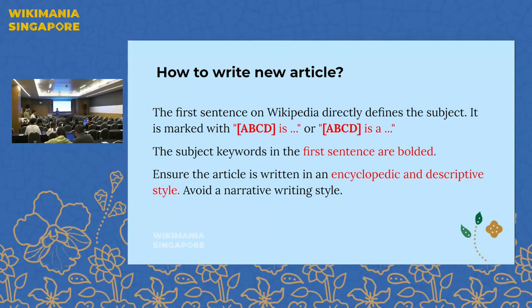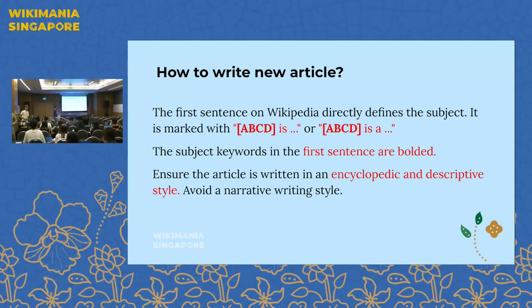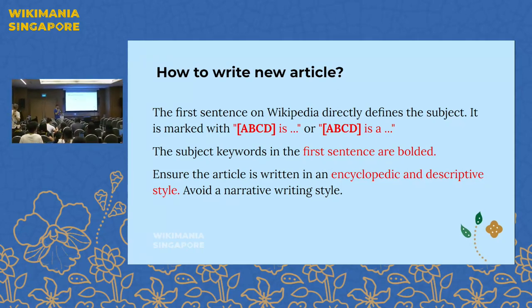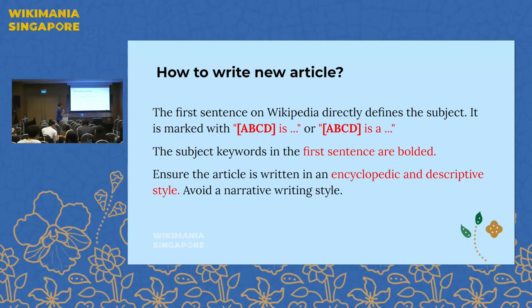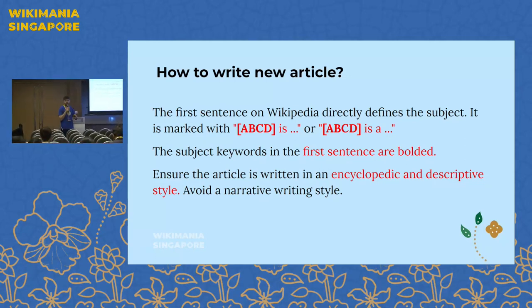So this is a bit of detail about how, in general, you would create a new article. As you can see here, the first sentence of Wikipedia directly defines the subject. It is marked with "ABCD is" or "ABCD is a". This is usually how you would start an article. So you would say "title of the page is" or "a person is", and this gives the reader immediate context that this is the article they're looking for.